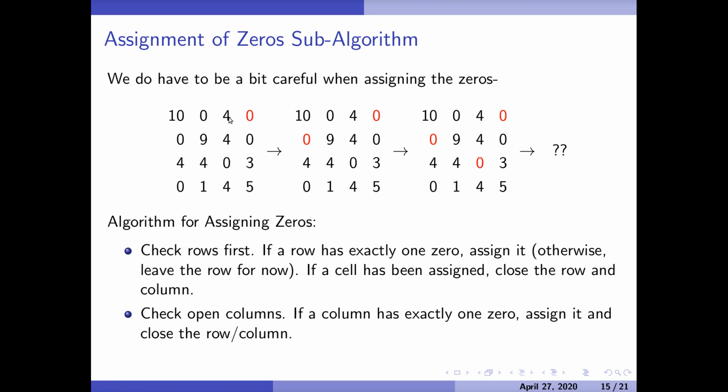This first row has more than one zero, so I skip it. The second row has more than one zero, skip it. The third row has one zero, so that's been assigned, and I can delete that column and that row. The next row has only one zero, so I'm going to assign it, and take out this row and this column.